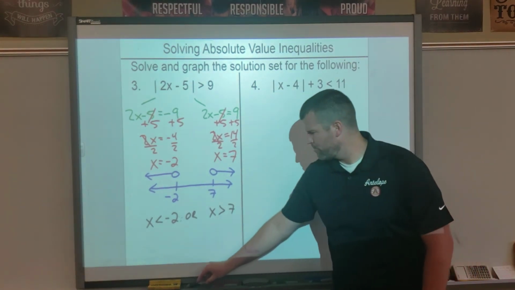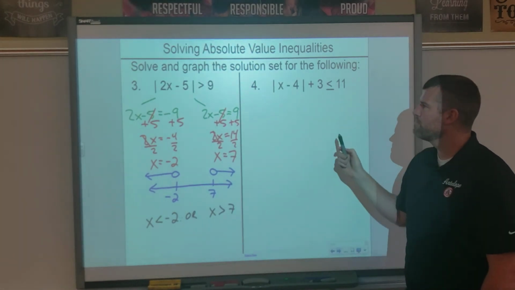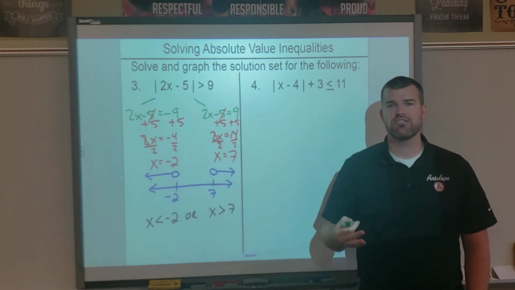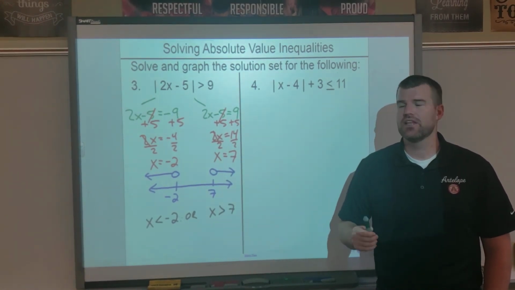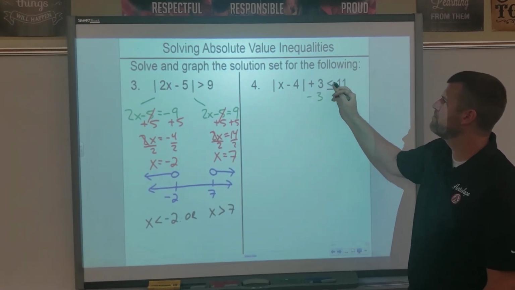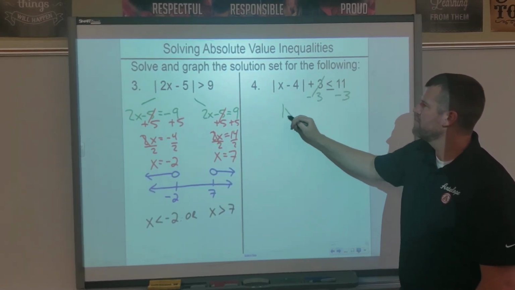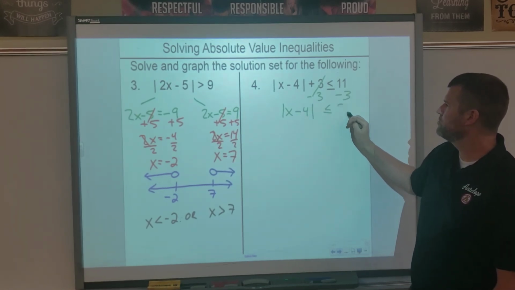All right, last example. Before I can set up my 2 problems, right, because I'm going to treat it as an equation to start. Before I set up my 2 problems, what do I need to do? I need to subtract 3 from both sides. We need to get the bars alone. So now we have absolute value of x minus 4 less than or equal to 8.